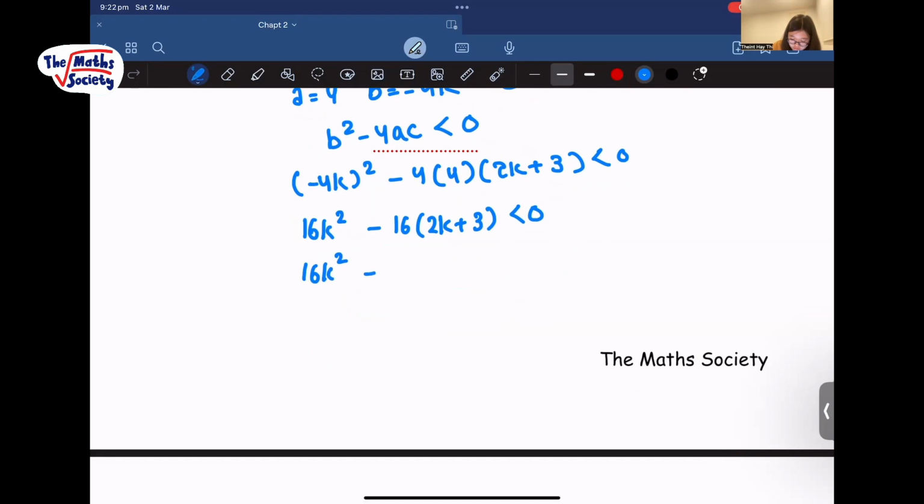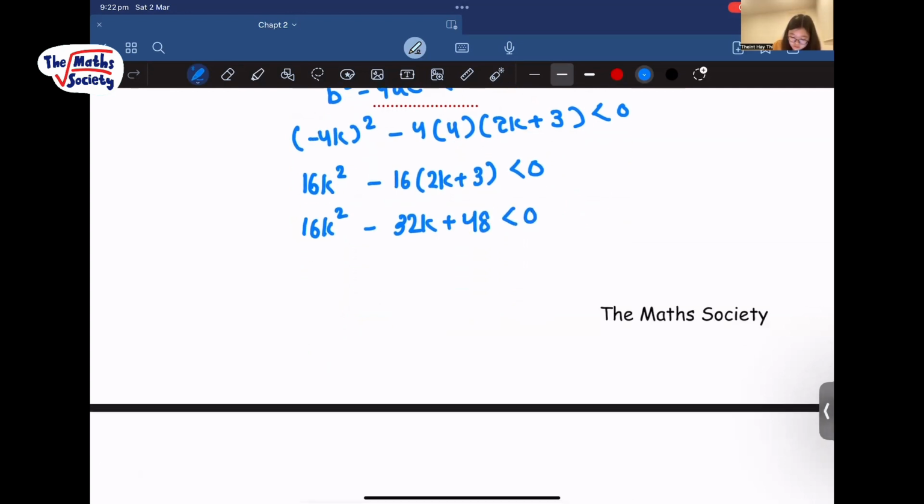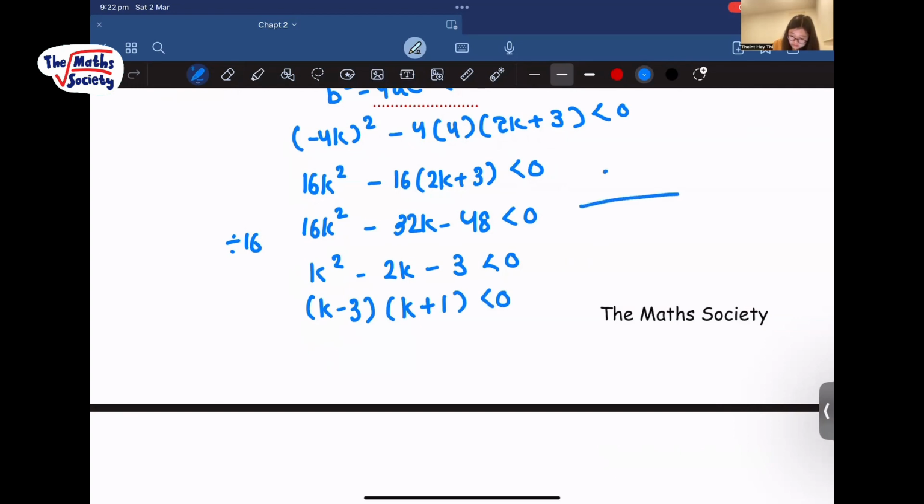16k squared minus 32k plus 48 less than 0. Yep, and then you can divide this by 16. So it'll be k squared minus 2k minus 3. Sorry, it has to be minus 3, since 16 times minus 3 is minus 48. And then it's just k minus 3 and k plus 1 less than 0. So we know the critical values are minus 1 and 3, so it's just that region, which would be k between minus 1 and 3.